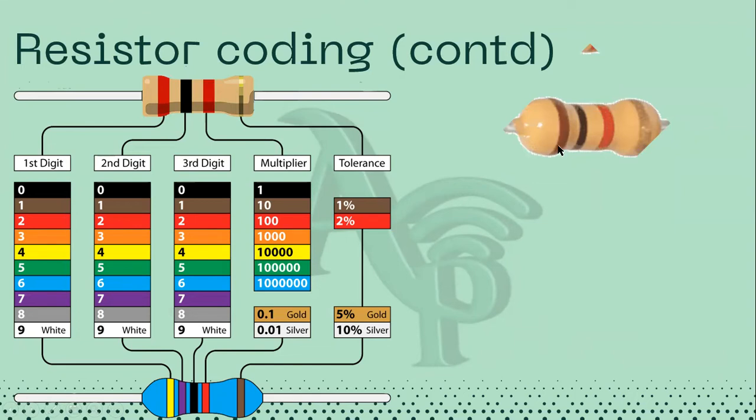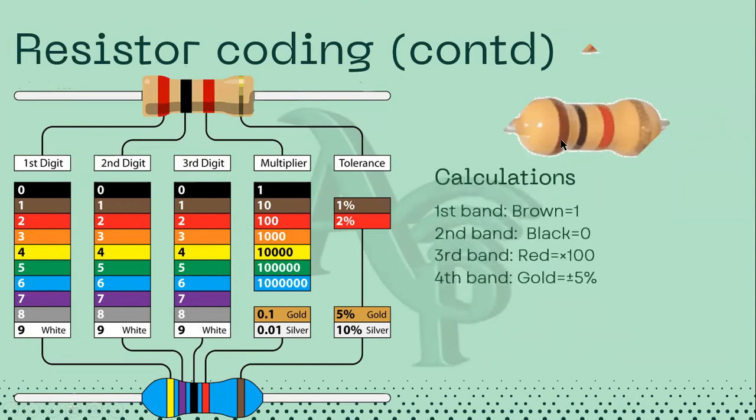We have brown here. Under first digit, brown is 1, so our first digit becomes 1. Then the second color band, which represents our second digit, is black. You go to black, under second digit we have 0. Now the third color band. Remember, this is an example of a 4 color band resistor, so the third color band is our multiplier, and we have red. We check the value of red, which is 100.